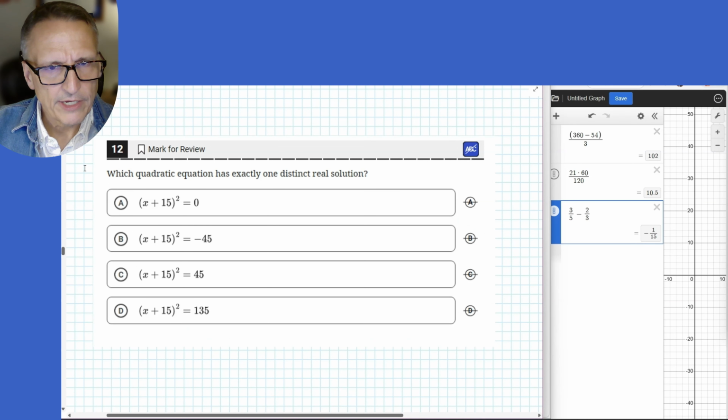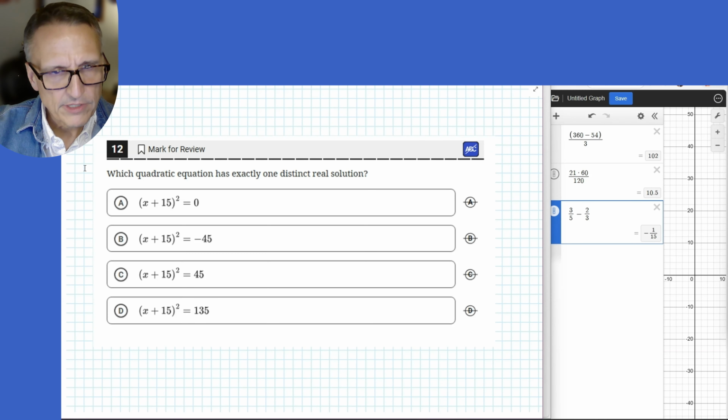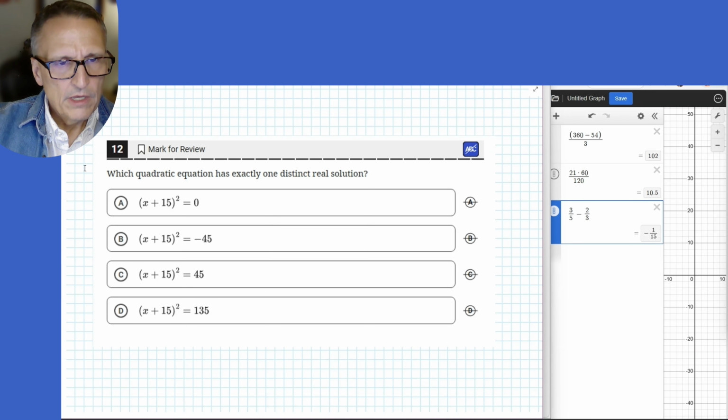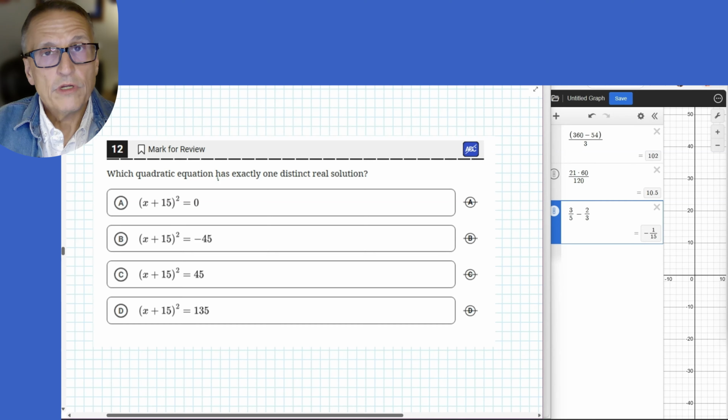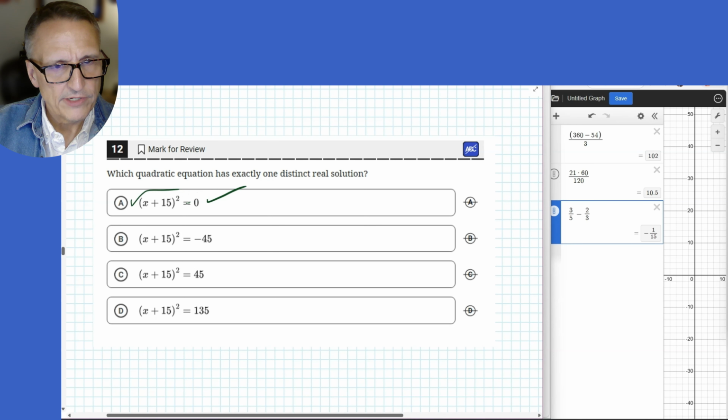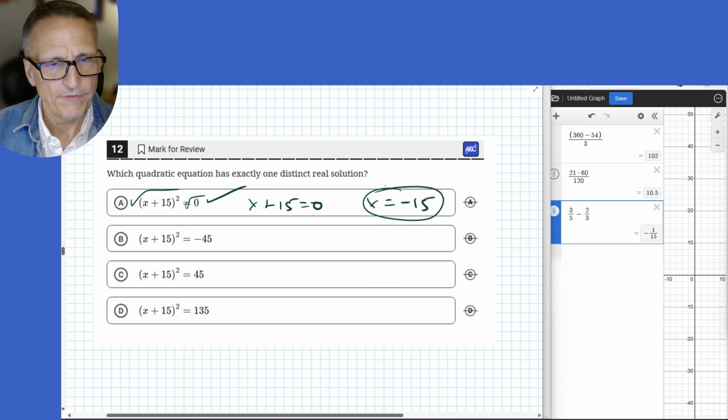It says, which quadratic equation has exactly one distinct real solution? Well, if you go about solving this by the square root property, you would square root both sides. Now, this answer right here is going to be my answer, it looks like, because if I square root both sides of that equation, I'm going to get x plus 15 equals 0. And then I do have one solution and one solution only. That's going to be negative 15.